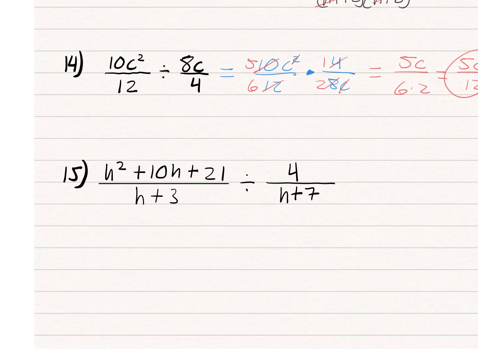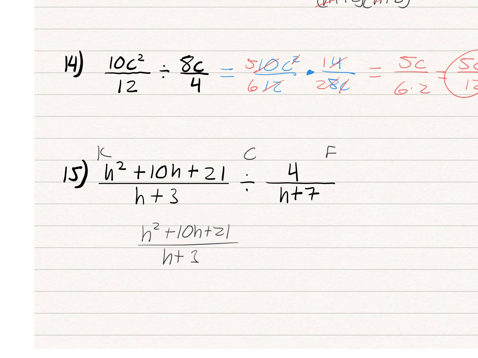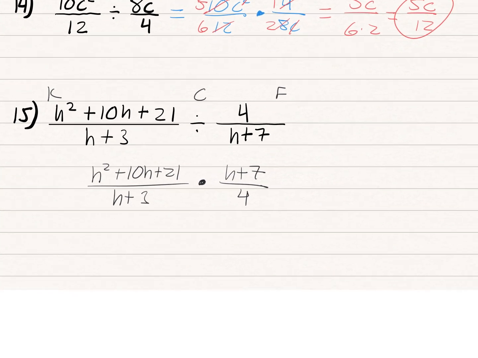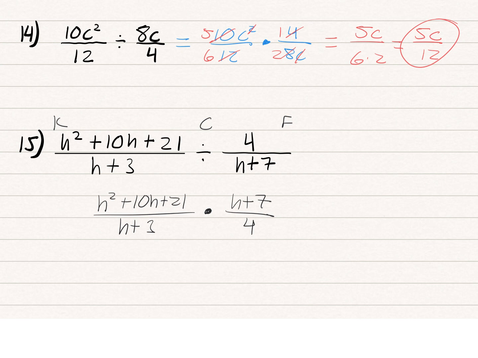And then the last one, h squared plus 10h plus 21 over h plus 3, we keep that. This is a division problem. Change the division to multiplication, and we flip the last fraction. And then we want to factor h squared plus 10h plus 21. This becomes h plus 7, h plus 3.